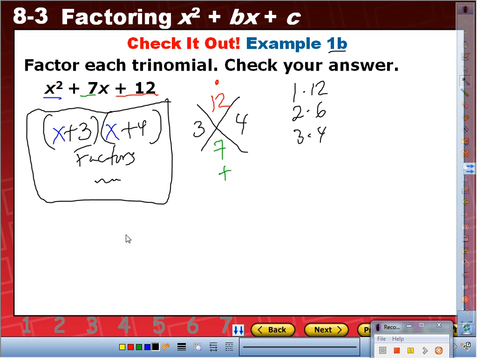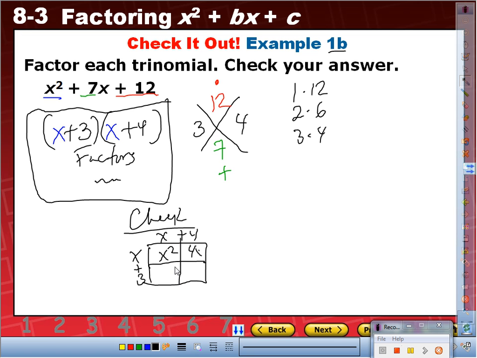So, let's check. We got x plus 3, x plus 4, x times x, that's x squared, x times 4, that's 4x, 3 times x, that's 3x, 3 times 4, that's 12. Combine these in the middle, so therefore x squared plus 7x plus 12. Hands if you got that by yourself. Okay? Pretty good? All right? Let's move on to the next one.